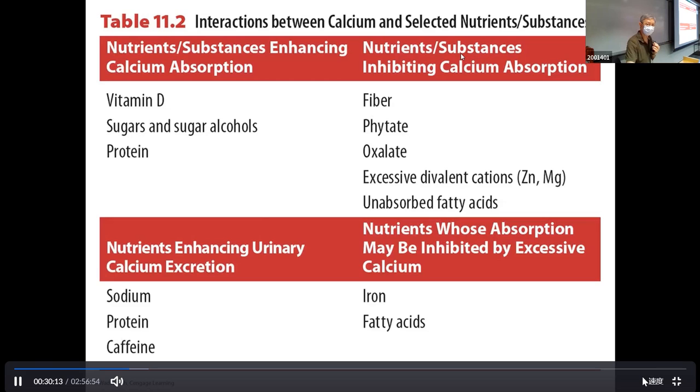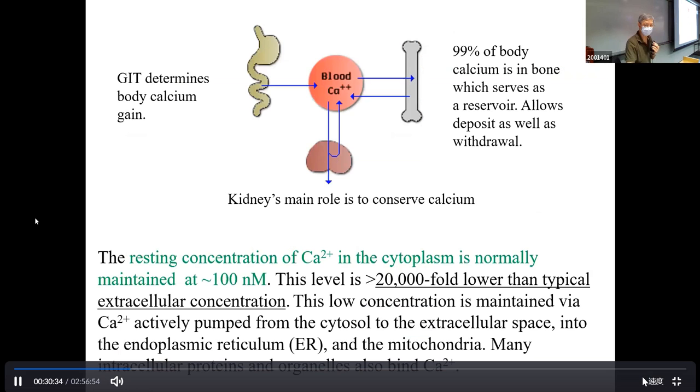Then you have the substances in the food that will hinder calcium absorption. So these are some of the aspects. Phytate, of course, fibers, oxalate, these are things that will obviously impact your calcium absorption.